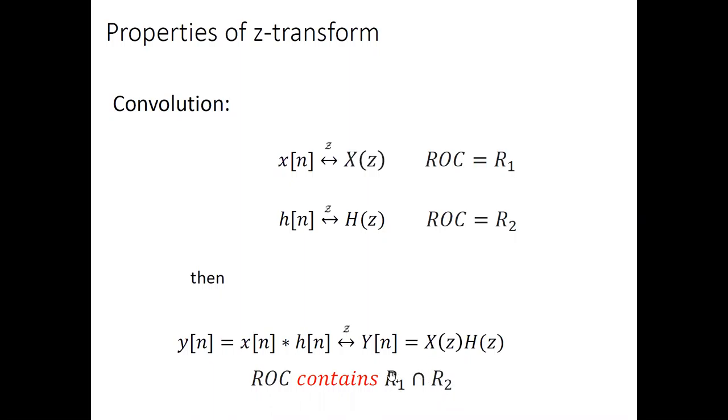And the region of convergence. As a general law, ROC contains R1 intersection R2. This is similar to the linearity property, because we need to make sure that the ROC for both X and H is satisfied. And in the examples that you will see in Friday's lecture, you'll find that in most cases ROC exactly equals R1 intersecting R2. But there are rare special cases where ROC is a superset of R1 intersecting R2. This often happens when there is an elimination of a pole. When the pole is eliminated, the ROC can be expanded, can be broadened. In that case, ROC is a superset of R1 intersecting R2. Otherwise, if the poles do not change, then ROC usually equals R1 intersecting R2.